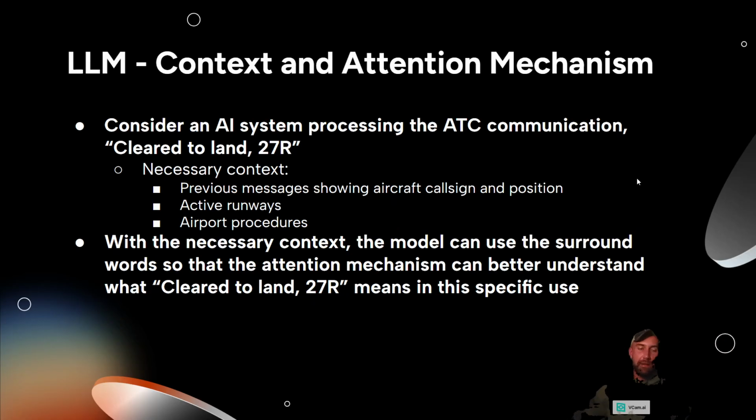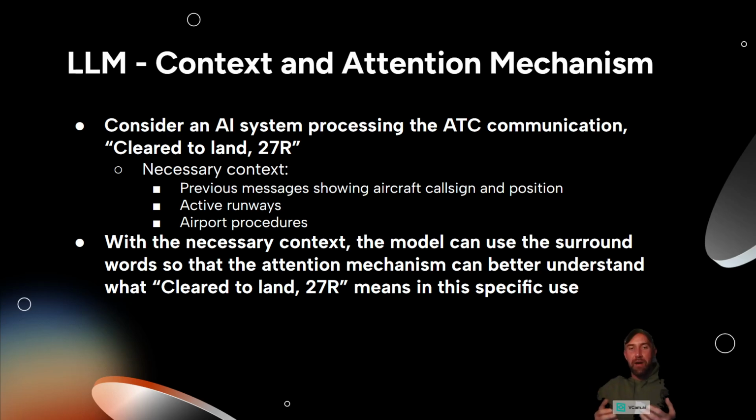An example of that in my domain is say you have an air traffic control communication that says cleared to land 27R. If there was nothing else within the context window that gave the attention mechanism some meaning to that term, like previous messages showing aircraft call sign and position, or some conversation about active runways or airport procedures, the model might not know what cleared to land 27R means. It might not know that you're referring to runway 27R and that cleared to land is a direction from the air traffic controller to the pilot.